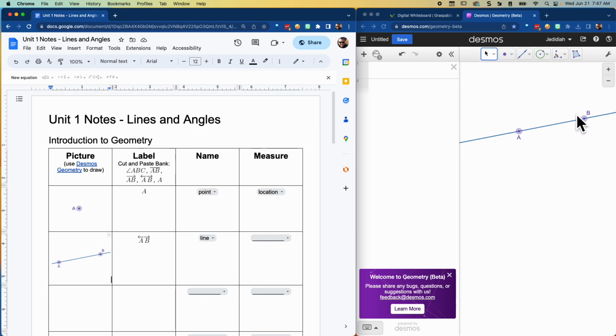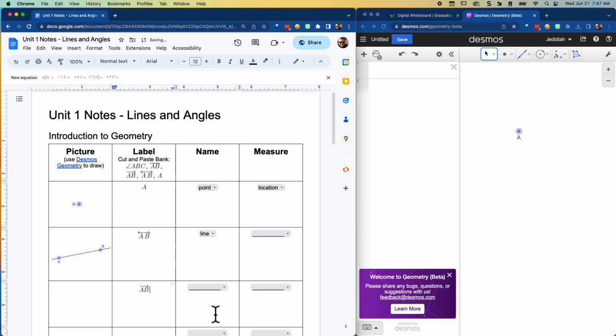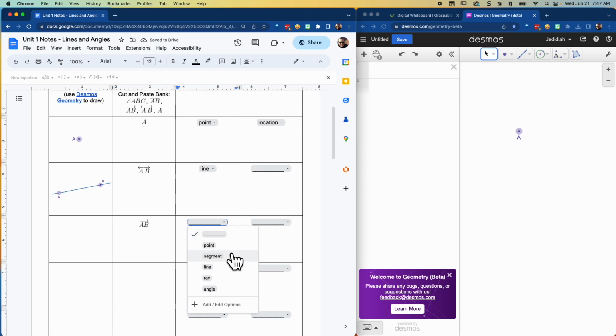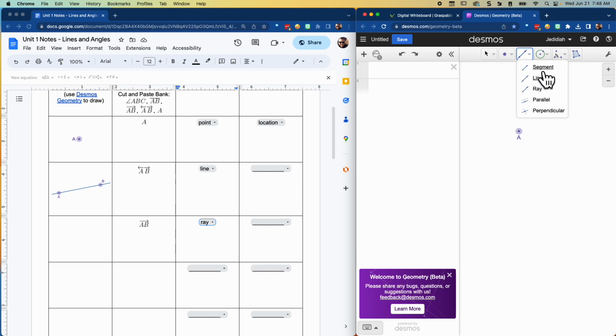So I'm going to just click the back arrow and go back to just my single point A, because I want to do the next one, which is either this one arrow side or the contained side. Let's try the one arrow side. So I will copy and paste that down for the next thing. And that is what we call a ray. A ray goes off into one direction, but it is stopped in the other direction. So a ray, when I look at this menu here, is the third one down.